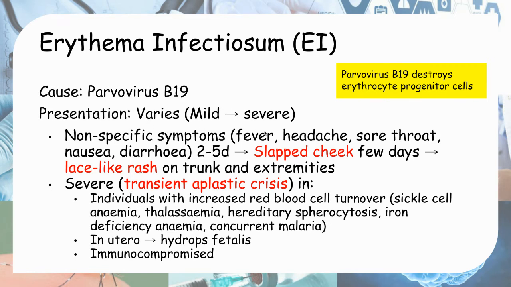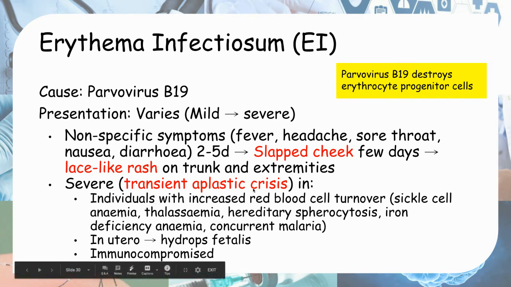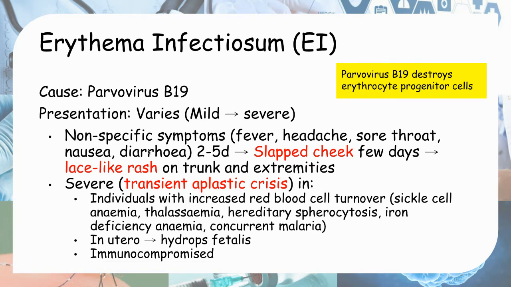The presentation varies from mild to severe depending on the comorbidities of the individuals, which we will look at later on. So they can appear with non-specific symptoms such as fever, headache, sore throat, nausea, and diarrhea for 2 to 5 days, followed by the slap cheek rash for a few days. Then comes the lace-like rash on the trunk and extremities, or the reticular rash. And depending on whether the patient has certain comorbidities, can be presenting as mild to severe.